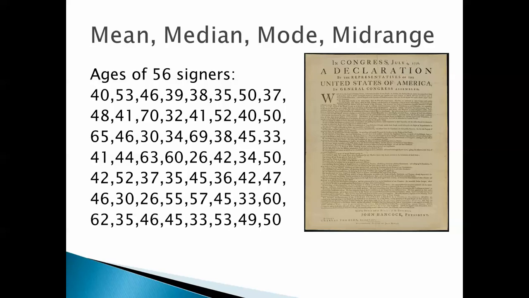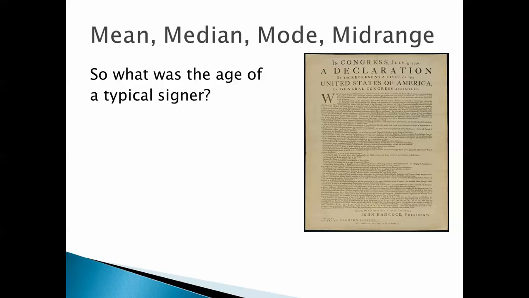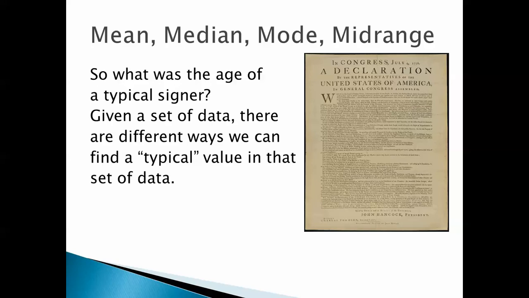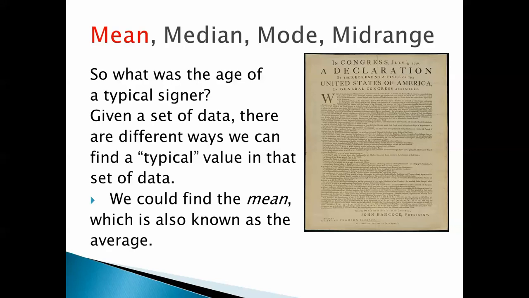40, 53, 46, 39, 38. These are the signers in alphabetical order. So what was the age of a typical signer? Well, given a set of data, there are different ways we can find a typical value in that set of data. We could find the mean, which is also known as the average.